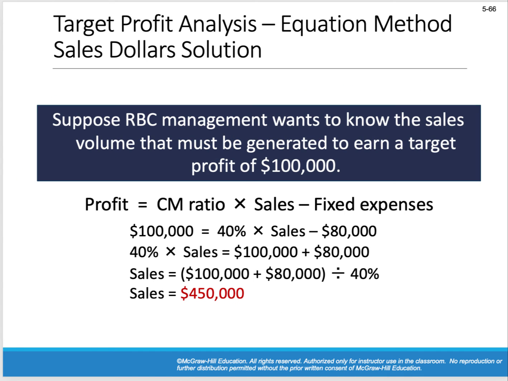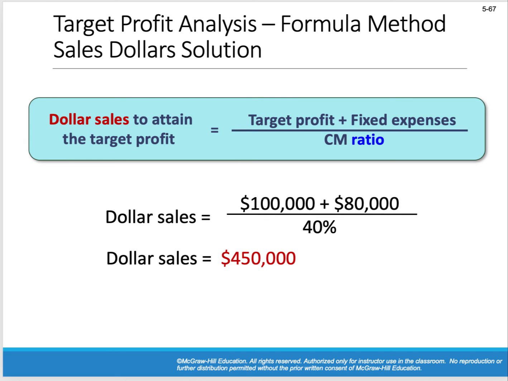Same thing for target profit, looking for sales dollars. The main takeaway here is, since I'm looking for sales dollars, got to use the CM ratio, okay? Same thing with the formula method, looking for dollars to attain a specific target profit. I need to take that target profit, add it to my fixed expenses, and again, divide by the CM ratio, okay?